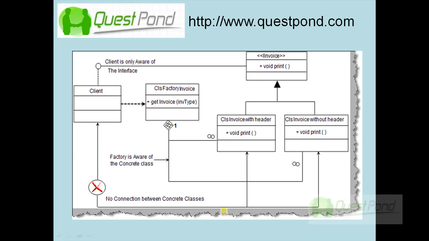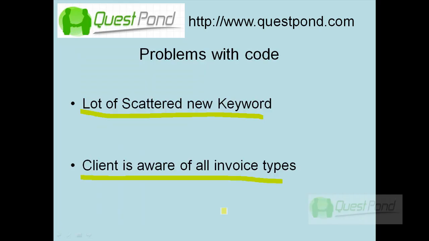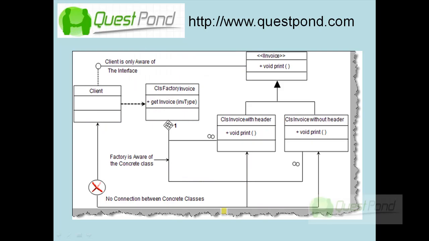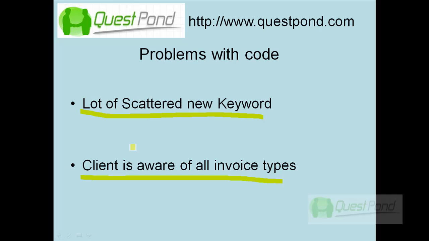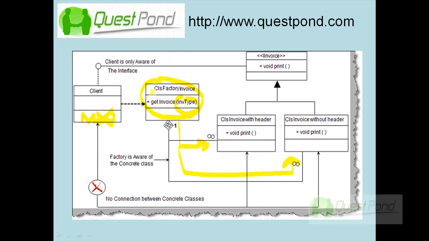Here's the approach for how factory patterns are implemented. The first problem is the lot of scattered new keywords, so let's solve that first. That can be solved by introducing a class CLS factory invoice. This class takes in an invoice type, and depending on the invoice type it will create either CLS invoice with header or CLS invoice without header. With that, all the new keywords are removed from the client. Great, so our first problem is solved by introducing the factory class.